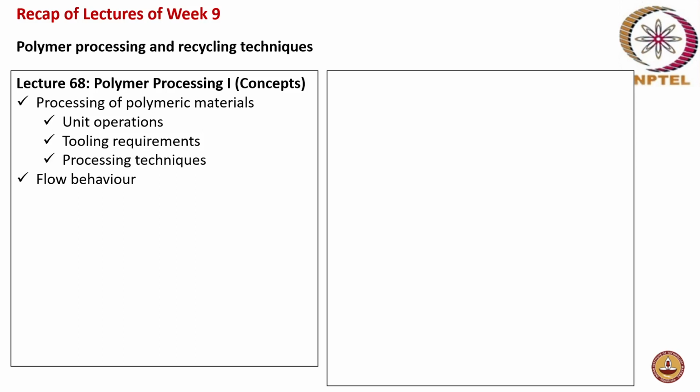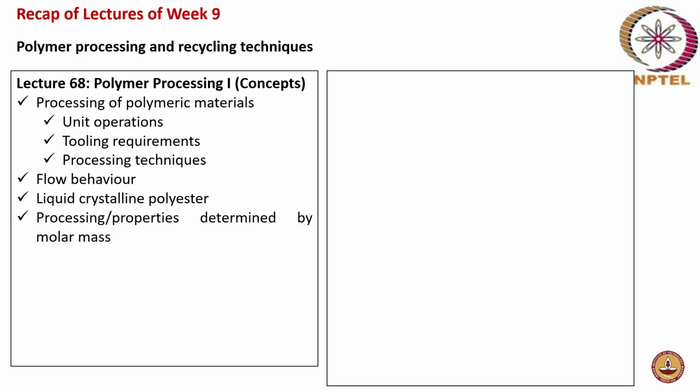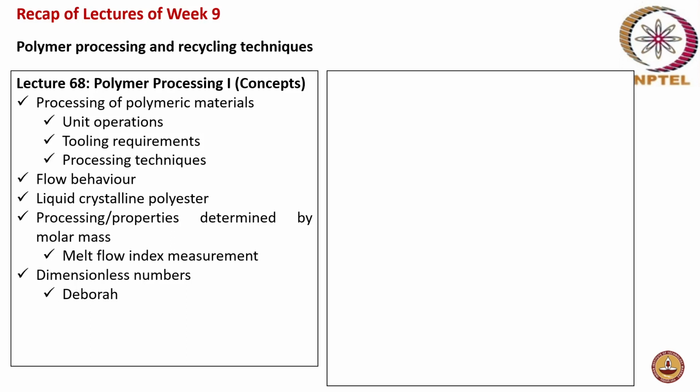And then what is the flow behavior, and how does the flow behavior vary in the case of a liquid crystalline polyester. And then processing and properties, how processing determines the properties, and how both are determined by the molar mass was discussed. And then melt flow index measurement was discussed. And then there was a discussion on dimensionless numbers, right? Deborah number, Weissenberg number, Reynolds number, elasticity number were all discussed in this lecture.